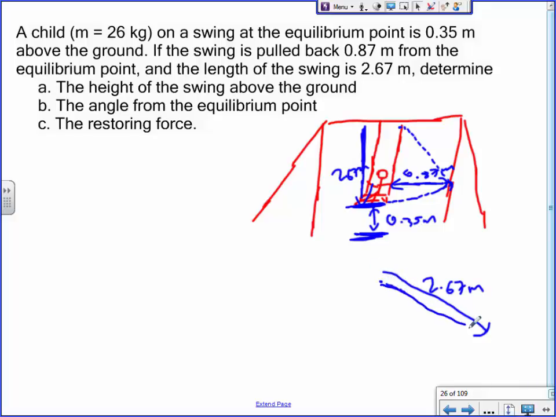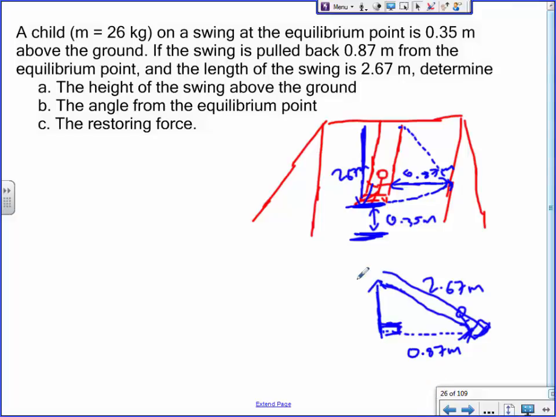Let me draw two lines here, and then this is Kinsey sitting on her swing. That makes sense. That's 2.67 meters. I've pulled her back a horizontal distance of 0.87 meters. So before I do anything, there's actually kind of a triangle hidden in here. You guys kind of see how there's a triangle kind of snuck into there?